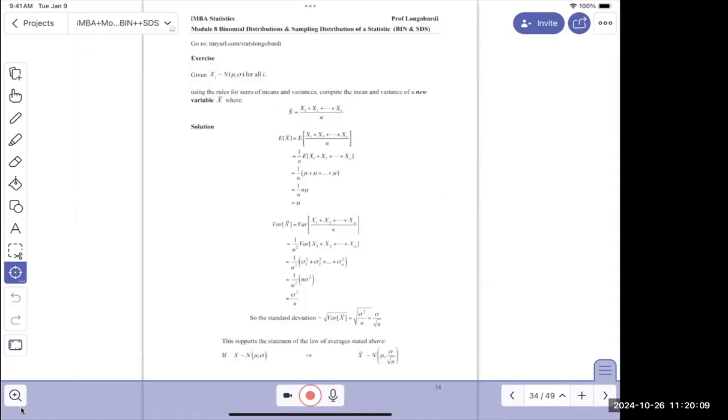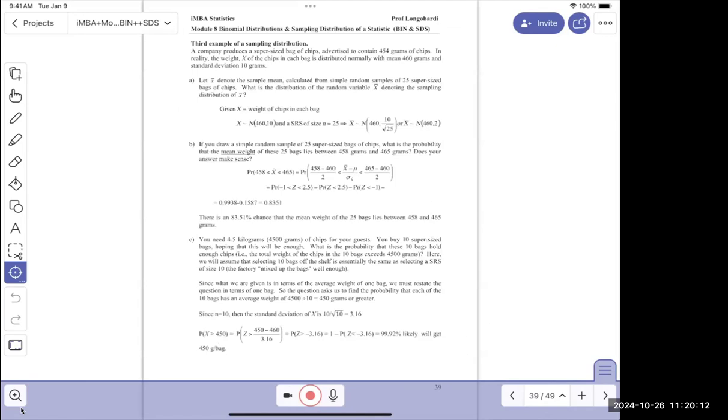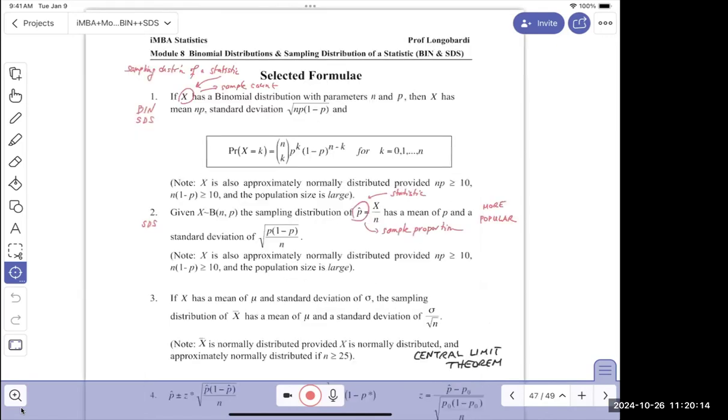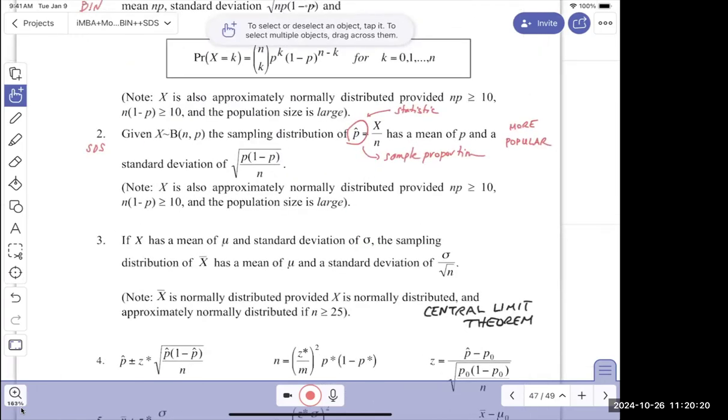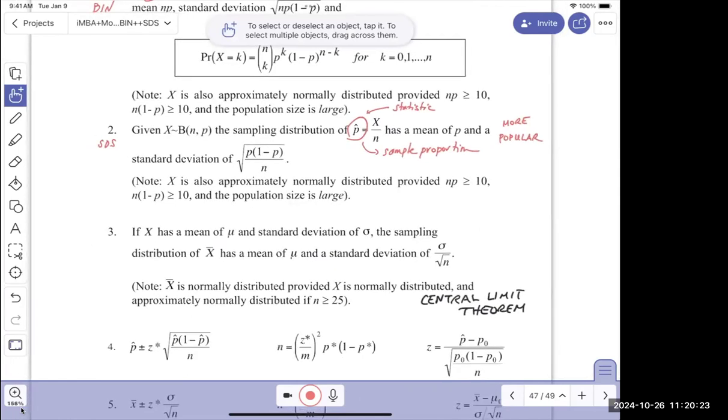So what I'm going to do in inference is lean on the theory that I've developed above, and start taking away some of the information, particularly information on the true proportion, information on the true mean, and information on the true standard deviation.